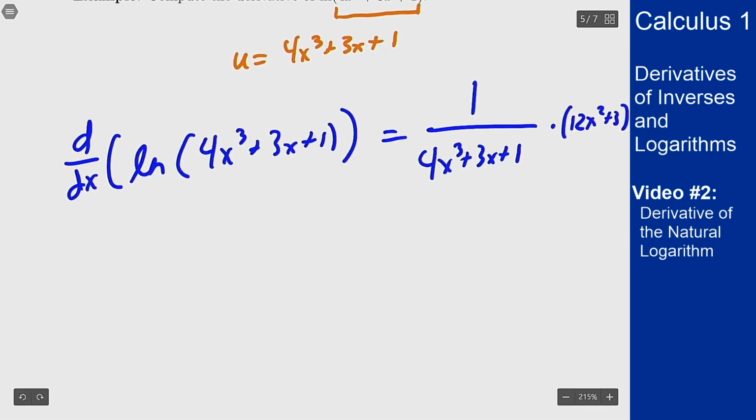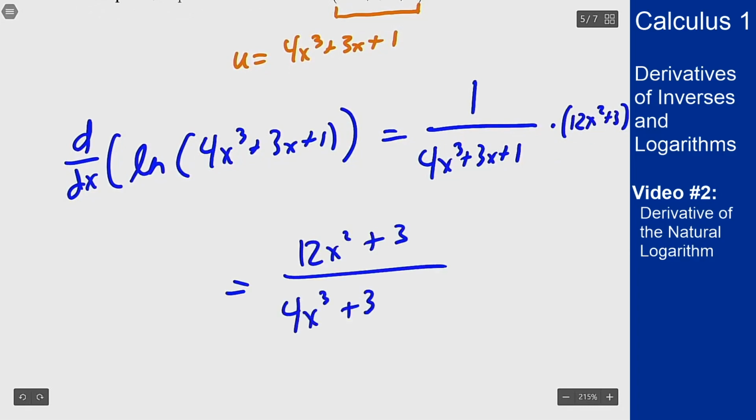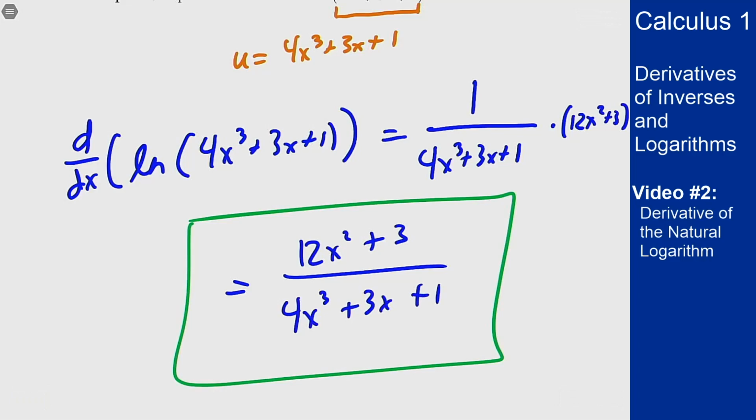Or writing it as a single fraction, my derivative is 12x squared plus 3 divided by 4x cubed plus 3x plus 1. And that's how we can use these inverse function rules to find the derivative formula for the logarithm, which is really nice and gives us a power that we didn't have before with 1 over x. And also we can use that with the chain rule to find more complicated derivatives like this one here, where it's just 1 over whatever's inside the log and then times the derivative of the inside.